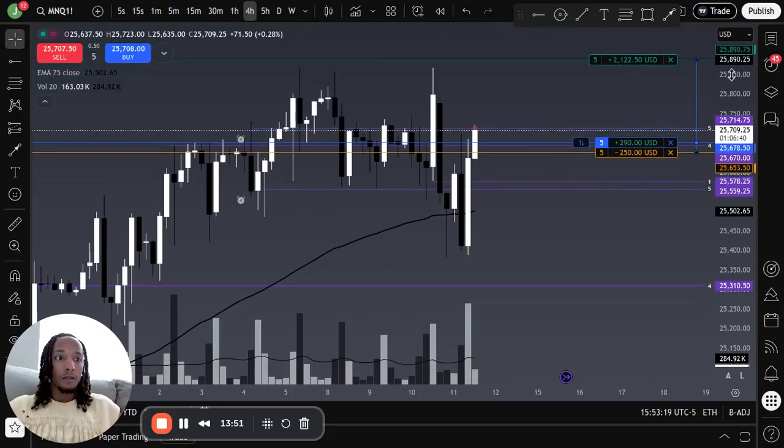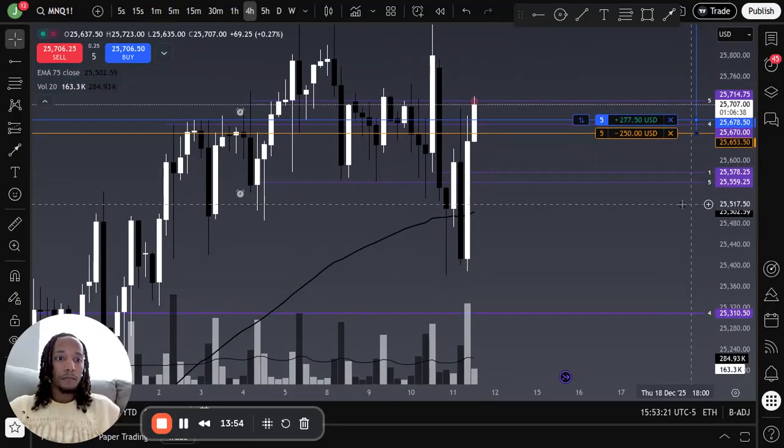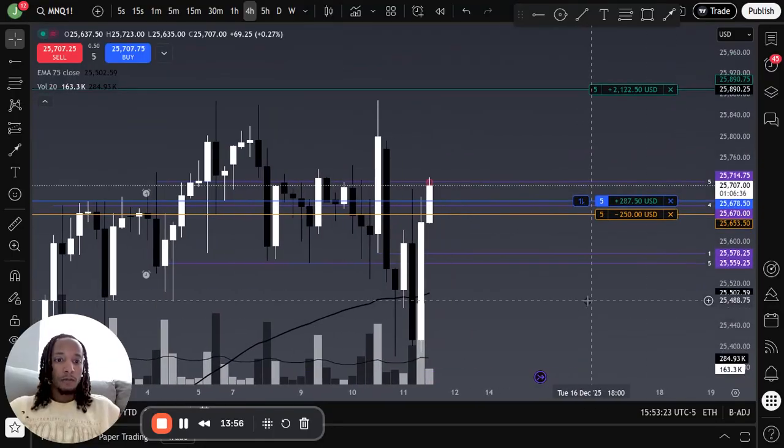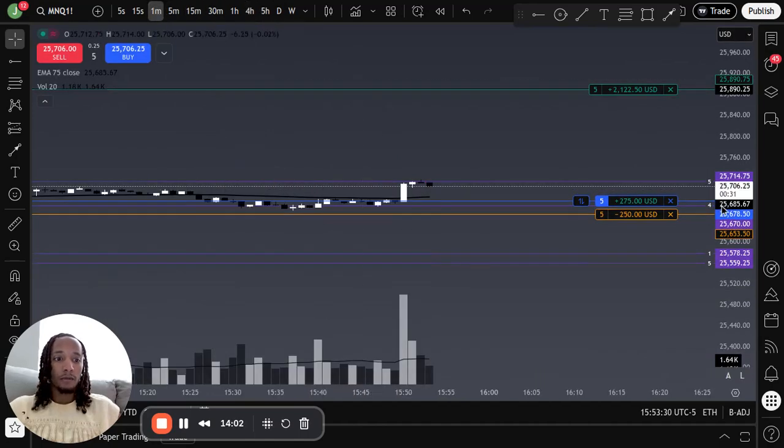I got a nice liquidity level here, 890. It's really just a matter of like, does price want to go straight there? Do you just want to close? Those are some of the things that I debate about, times like right now.